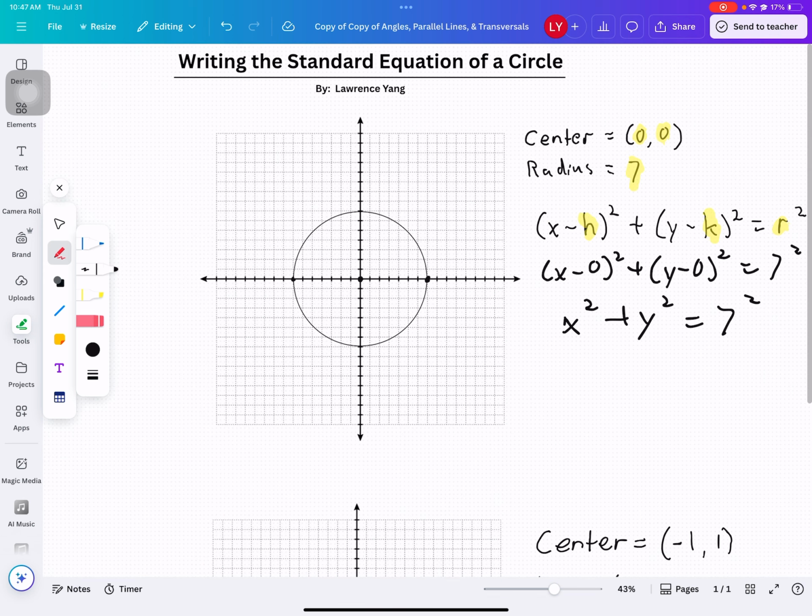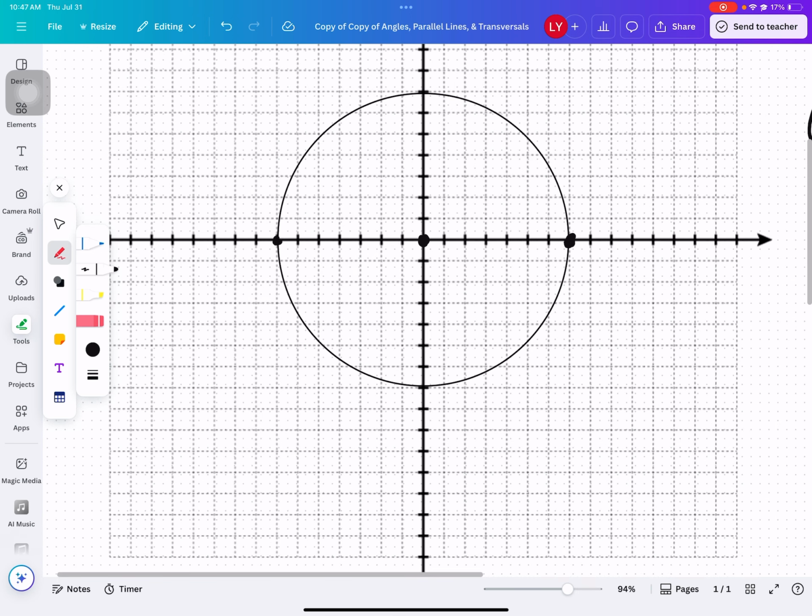Now, usually, geometry books won't make this problem so simple. A lot of times, they will have two endpoints of a diameter, and you will be tasked to find the center and the radius, and after that, you will find the equation of the circle. Let's do this example.